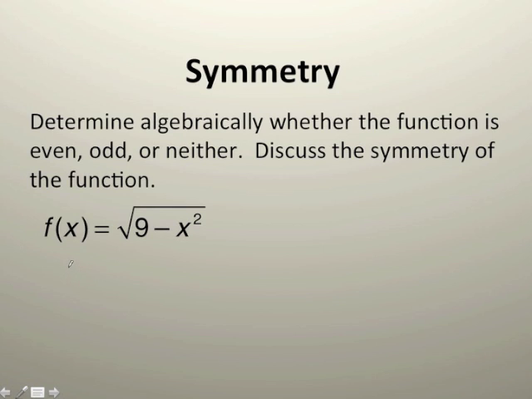Let's find this. F of negative x. That's the square root of 9 minus negative x squared. Oh, negative x squared is just x squared. We're back to the same. This is an even function, and it has symmetry to the y-axis. You might recognize this as the top semicircle, and of course that semicircle is symmetric to the y-axis.